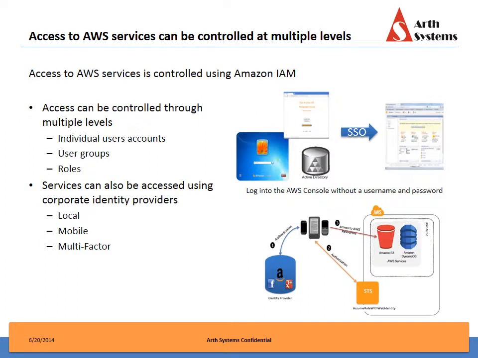Access to AWS can be controlled at multiple levels. Access can be granted to individual users or to groups of users. Roles can be assigned to both users and groups, and services can be accessed using corporate identity providers, including multi-factor authentication.